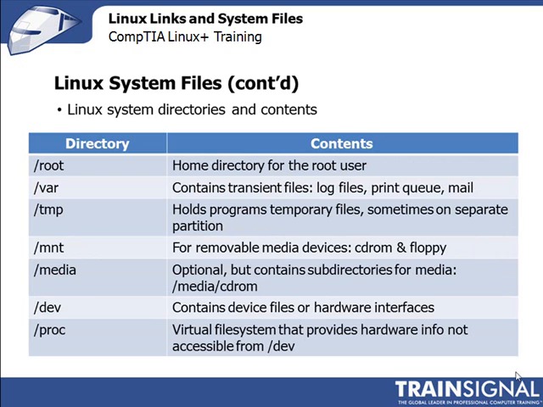/root is the home directory for the root user. /var contains transient files, things like log files, print queues, mail queues. /tmp hosts programs' temporary files, and sometimes this one is also moved to a separate partition. /mnt, short for mount, is for removable media devices like your CD-ROM or DVD-ROM. /media is an optional directory, but it contains subdirectories for media. So you would have /media/cdrom or /media/dvd.